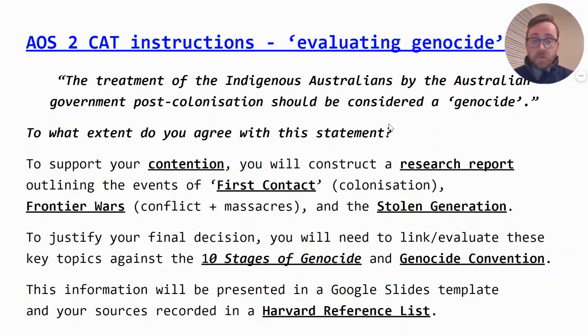So you need to respond to the following statement. This is the key inquiry question you're responding to throughout your presentation. The treatment of the Indigenous Australians by the Australian government post-colonisation should be considered a genocide. To what extent do you agree with this statement?